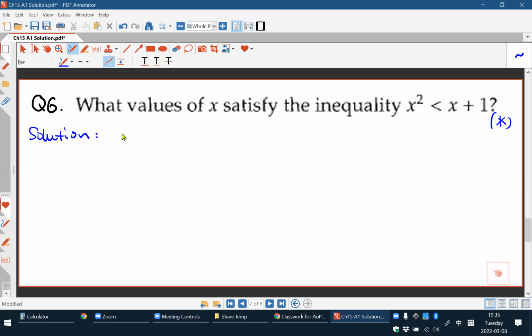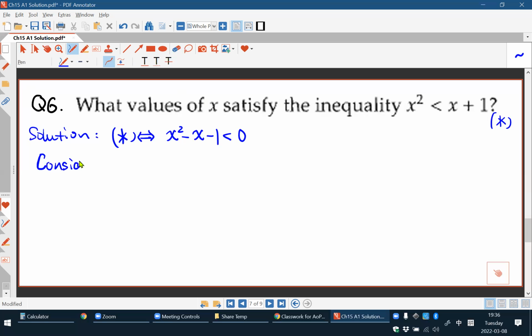inequality is equivalent to, first of all, we need to put everything to the left or right. So let's put everything to the left. This is equivalent to the original one, right? So as long as we can solve this inequality, we can solve the original one. Then in order to solve it, let's consider the quadratic equation on the left.